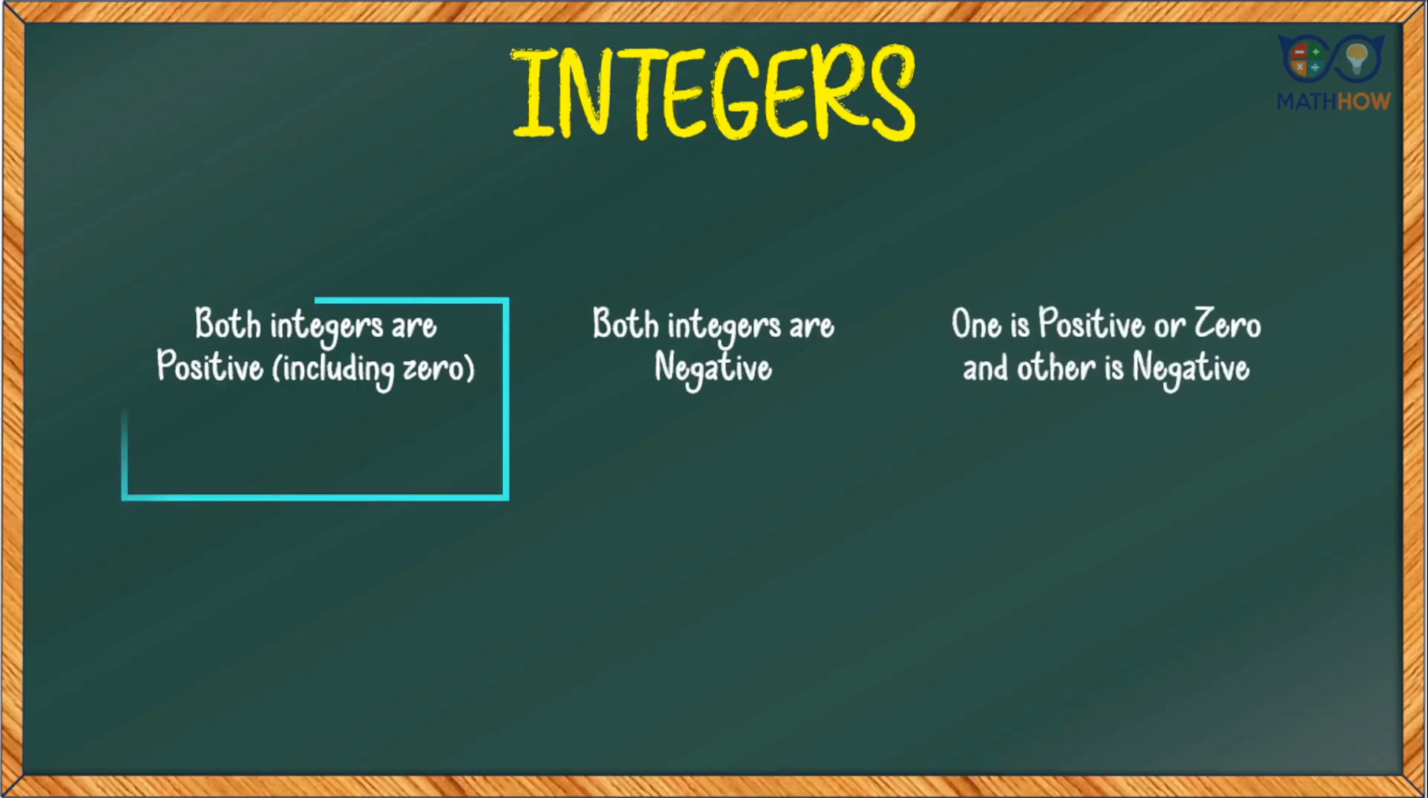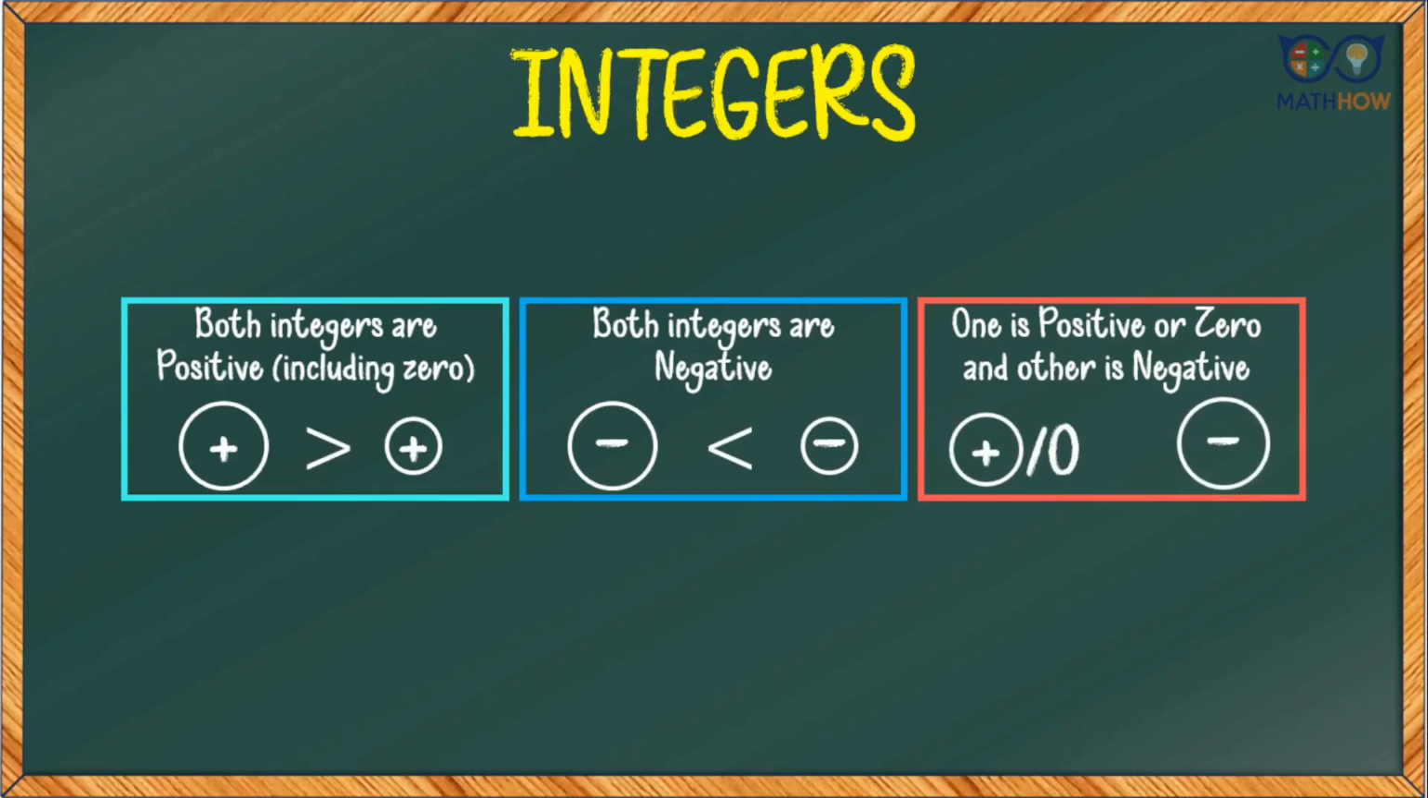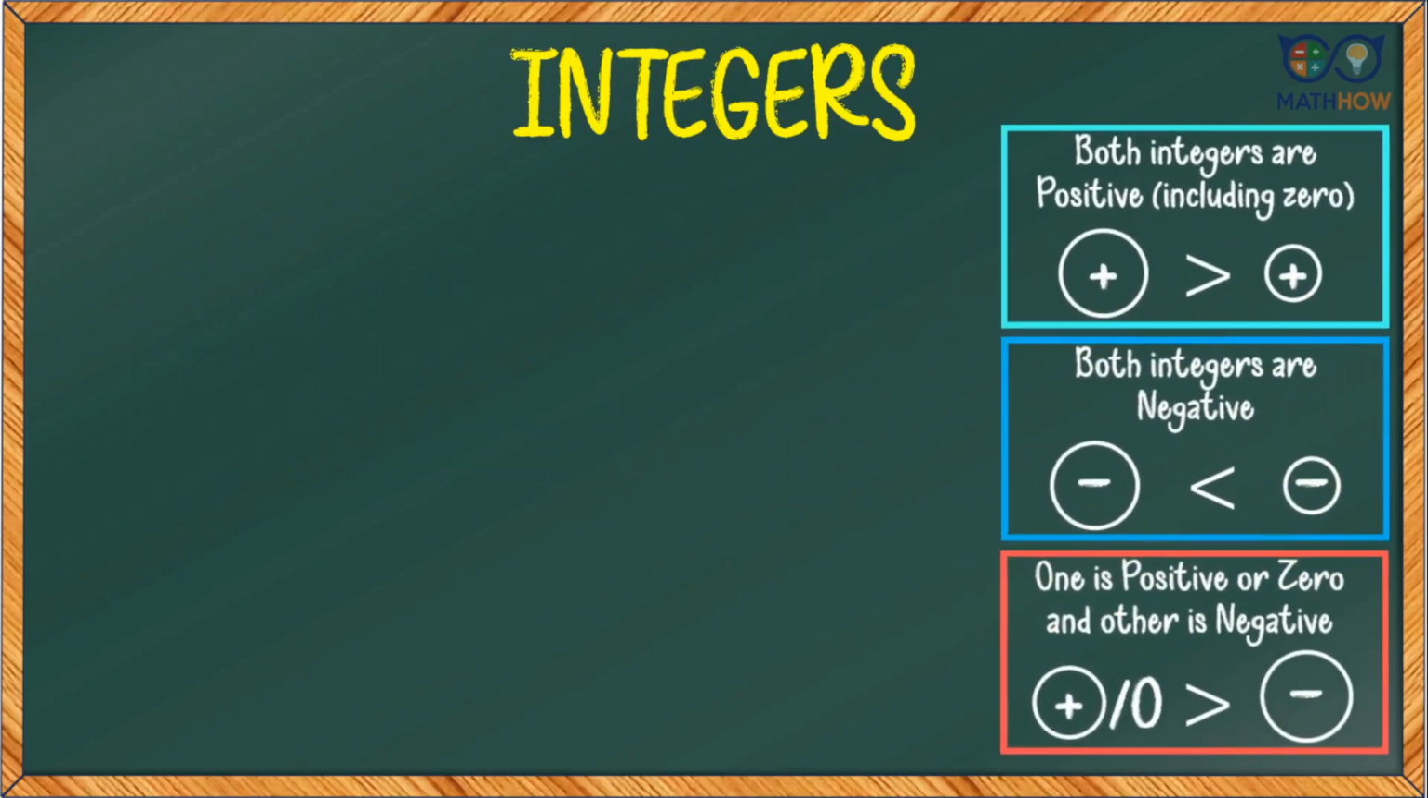When both integers are positive, the number with the greater absolute value is greater. When both integers are negative, the number with the smaller absolute value is greater. When one integer is positive or 0 and the second number is negative, the positive number, or 0, will always be greater than the negative number. Keeping these rules in mind, let's compare some numbers.